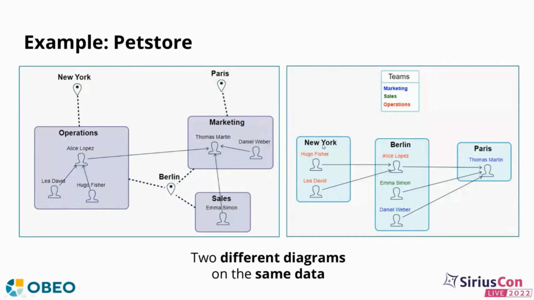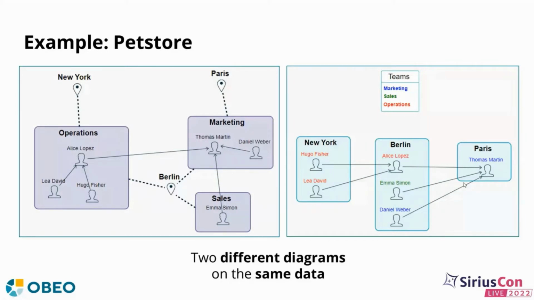And on the right, you can see exactly the same data, but graphically represented differently. Here we have the sites, and the employees are represented inside each site with a color code to represent their team. In blue, the marketing, in green, the sales, and in red, the operations. And also we maintain the links between the employee and their manager.